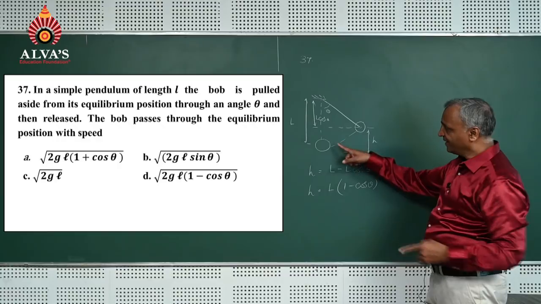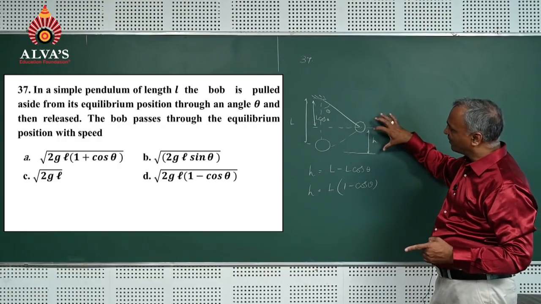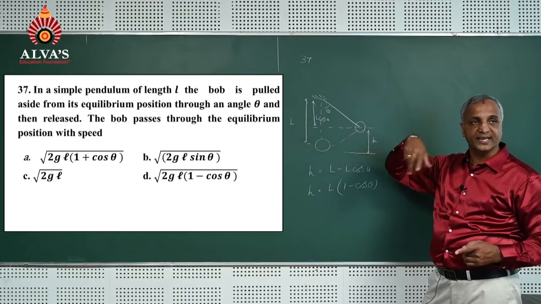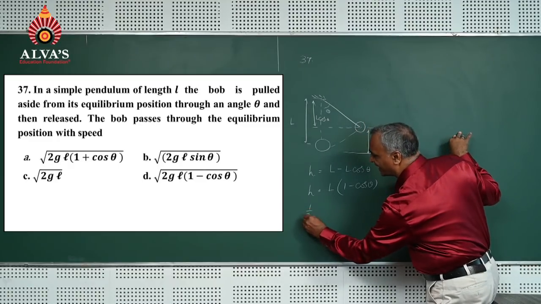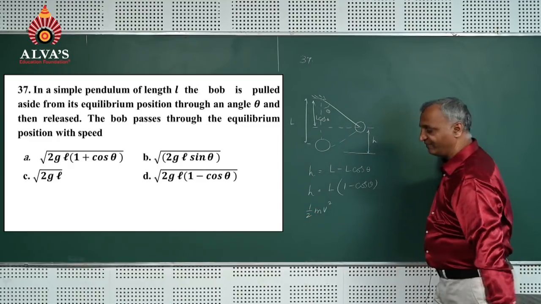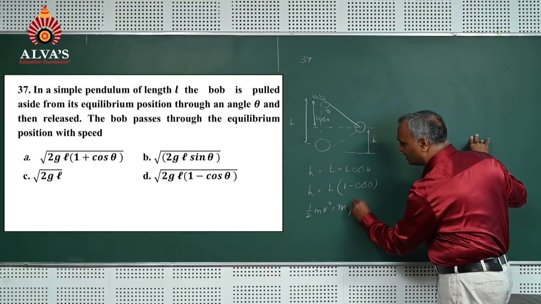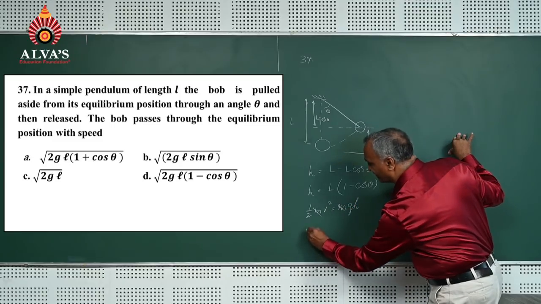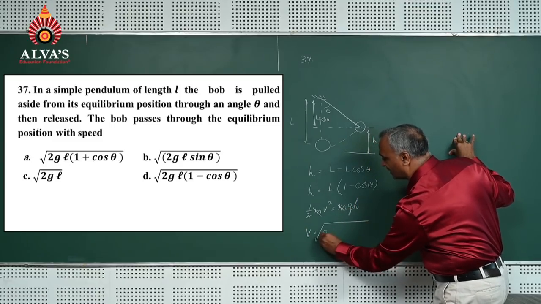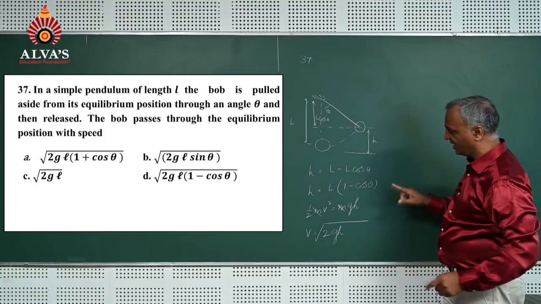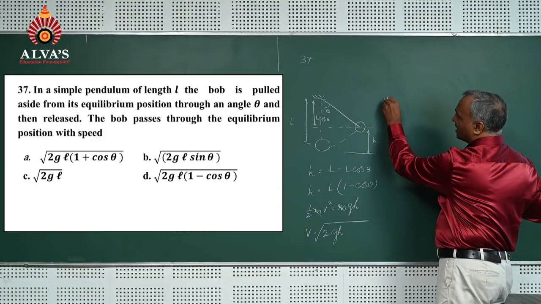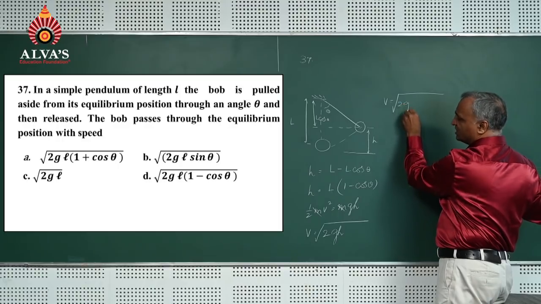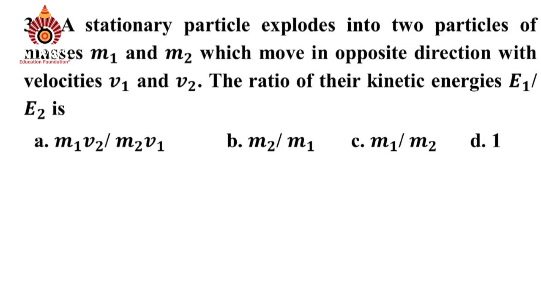So I can say if you drop this, the potential energy will be converted into kinetic energy. So I can equate the kinetic energy to the potential energy. Half mv square is equal to m into g into h. So m cancels, and I'm going to get velocity as the square root of 2g into h. Substituting the value of h we got, h is L into 1 minus cos theta, so velocity will be the square root of 2gL(1 minus cos theta). So I'll go for option D.